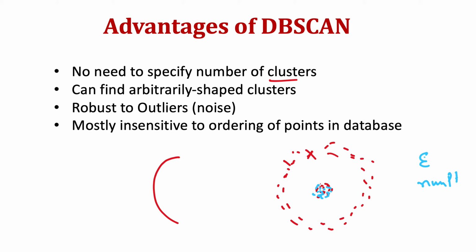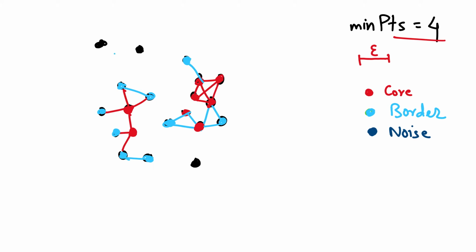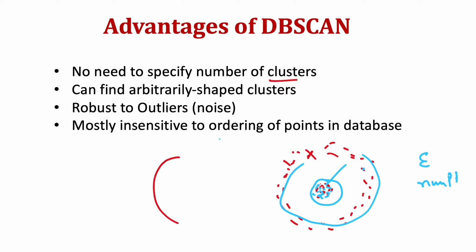So if you pick epsilon very large, then these all will be within the epsilon neighborhood and this will be one cluster. If you have given epsilon too small, then it will be too many clusters. And if you pick epsilon correctly, then you will see that this is one cluster and these outer points are the second cluster. And it is robust to outliers. So we had seen here that it was able to detect the noise. And mostly insensitive to ordering of points in the database.